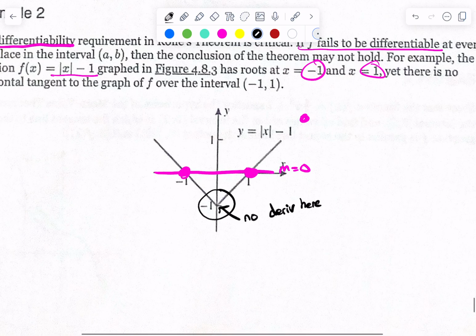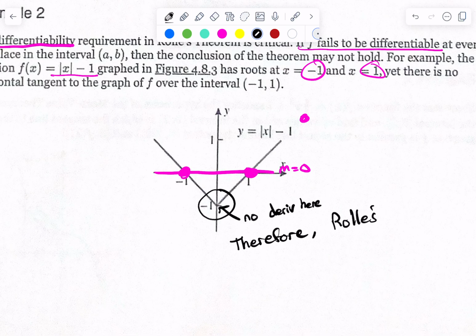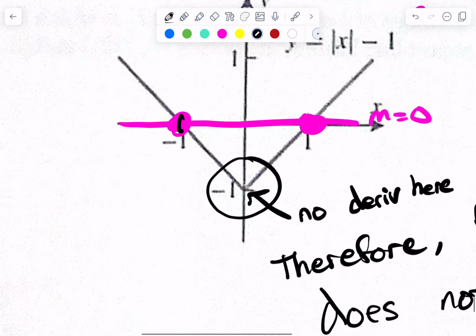Therefore, Rolle's theorem does not apply. Okay, so what if it's like -1 to 0? How does that work? If you're going from -1 to 0, from here to here, for one thing, you couldn't use Rolle's theorem because the endpoints have to be horizontal from one another. But you could do the mean value theorem on there. Yes, you could, because technically you can find the derivative here.